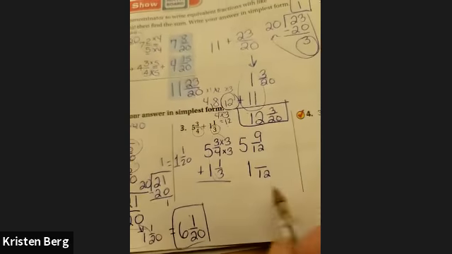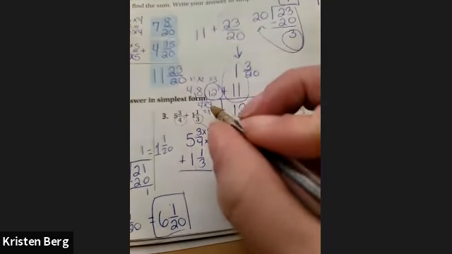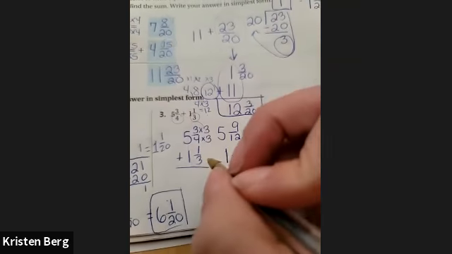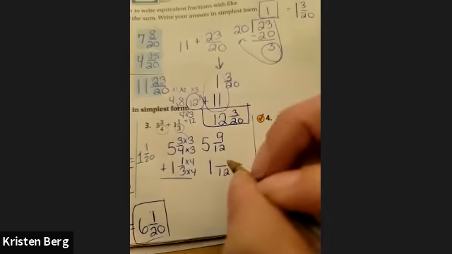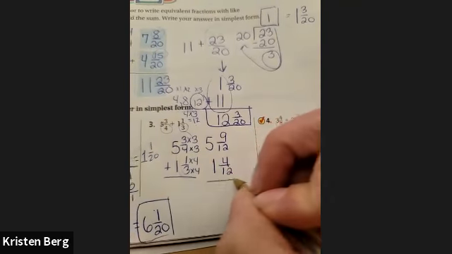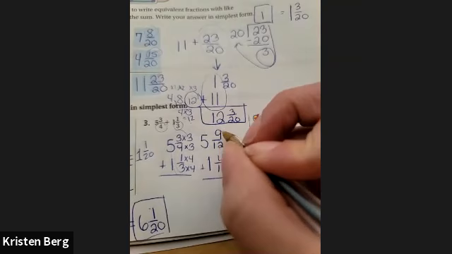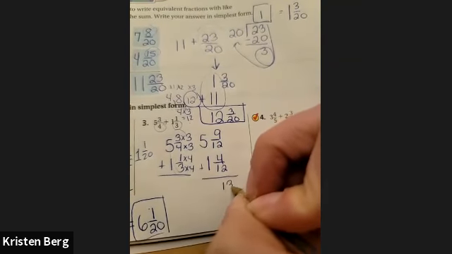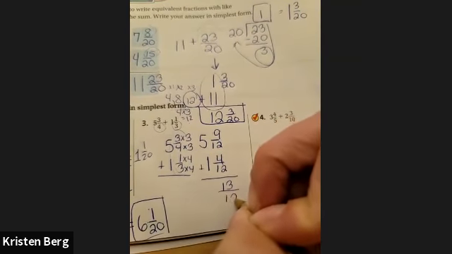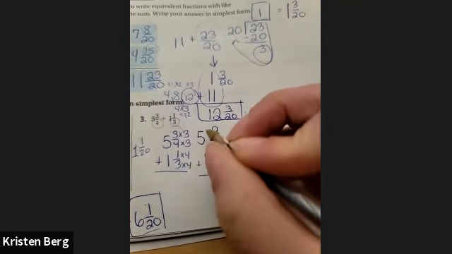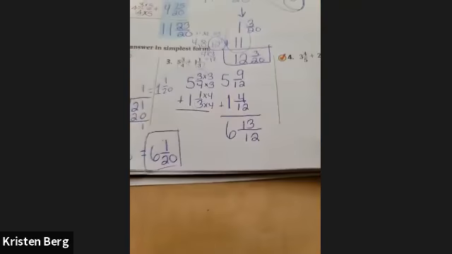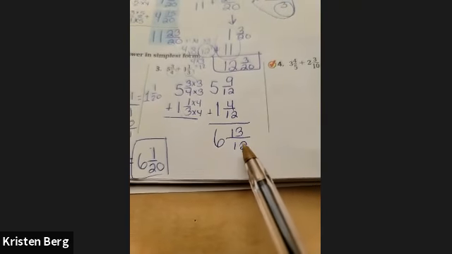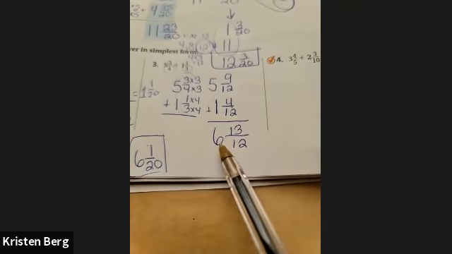What do I do to a 3 to get it to 12? 3 times what will give me 12? It is 4, so I'm going to multiply it by 4. That would be 4/12. Now I can add: 9 plus 4 is 13 out of 12, and then my whole number is 5 plus 1, which is 6. Again, we have a whole number and then an improper fraction.